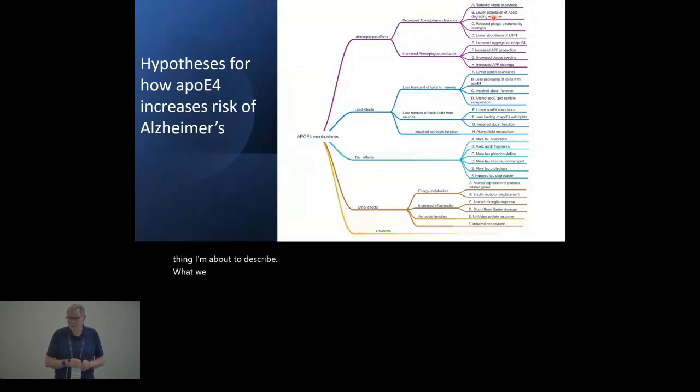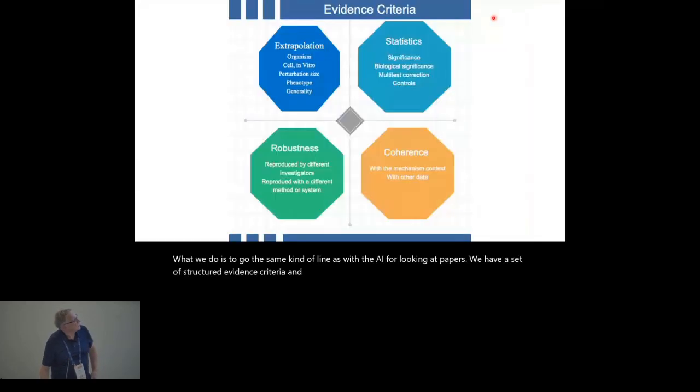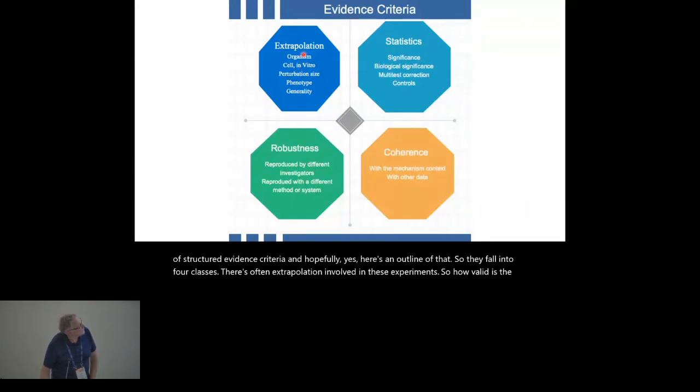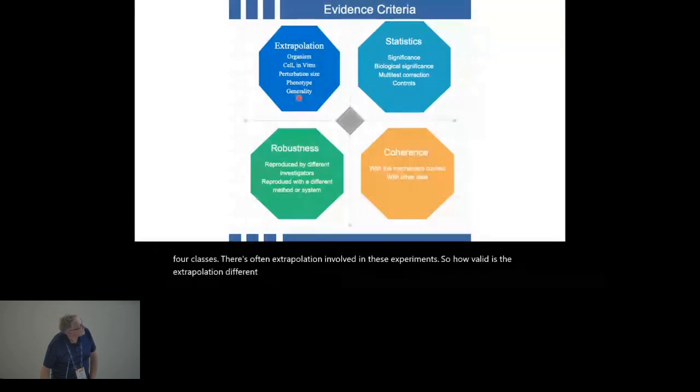What we do is go the same kind of line as with the AI for looking at papers. We have a set of structured evidence criteria, and hopefully, yes, here's an outline of that. So they fall into 4 classes. There's often extrapolation involved in these experiments. So how valid is the extrapolation? Are you in a different organism, in vitro, in a cell, whatever?